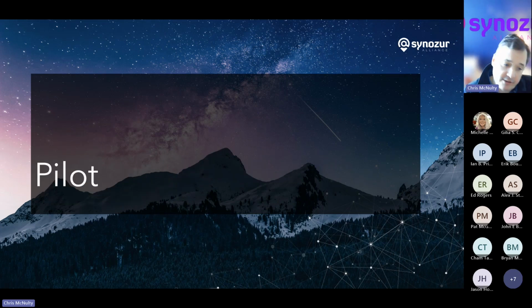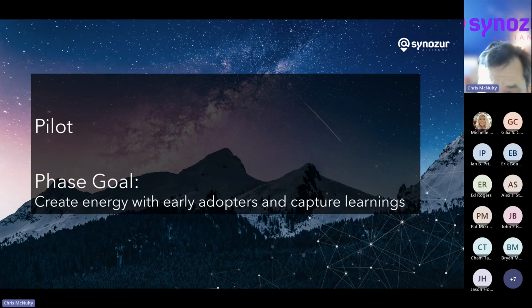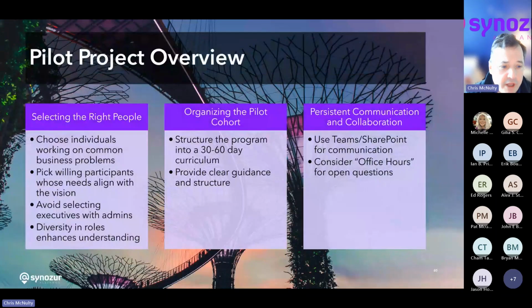We're on to the pilot phase. And the goal of the pilot fundamentally is to create energy with your first waves of adopters and take their learnings to help guide the rest of the rollout program. So with that, again, picking the right people is important. And it's helpful to find people who work together on common problems because the interaction of two people who are working on the same problems yields much better information than you would get from people who are completely random.